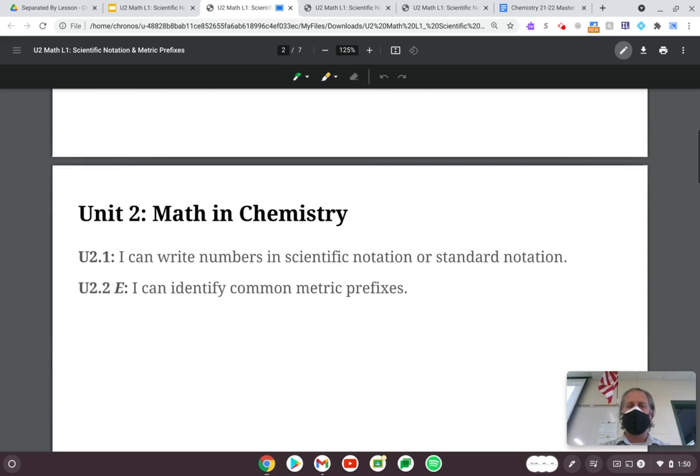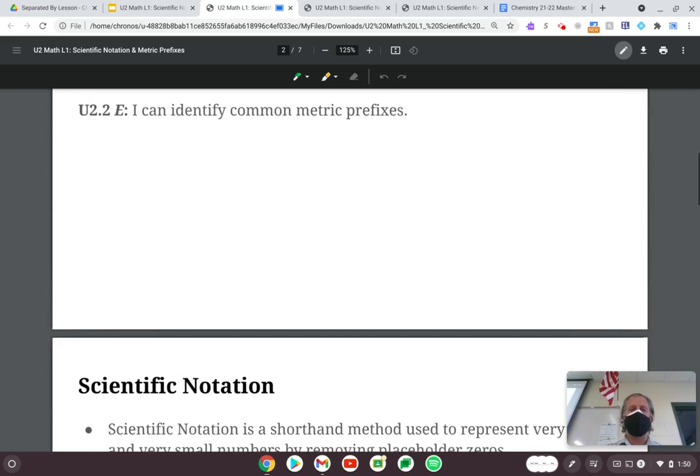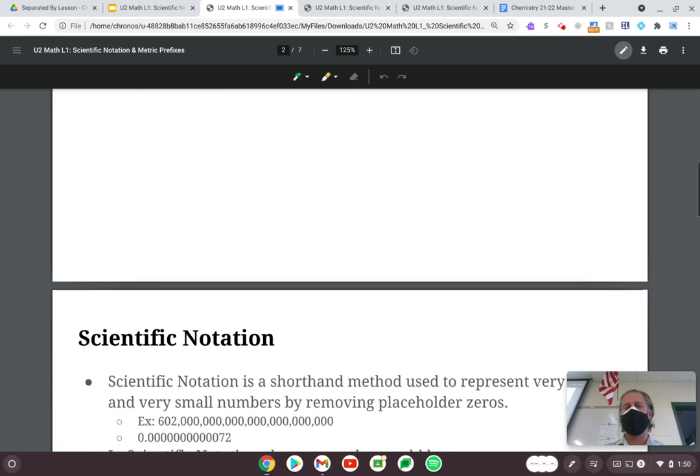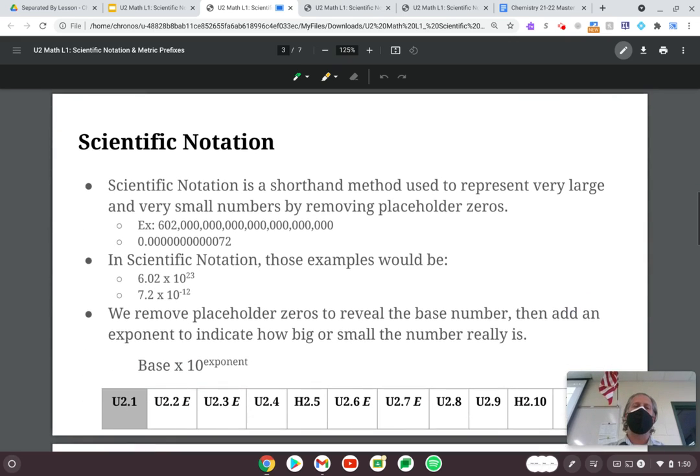So as we move forward, the first learning target, or the first objective that we're going to work on, is writing numbers in scientific notation or standard notation and common metric prefixes. Hopefully this is a review for most of you.